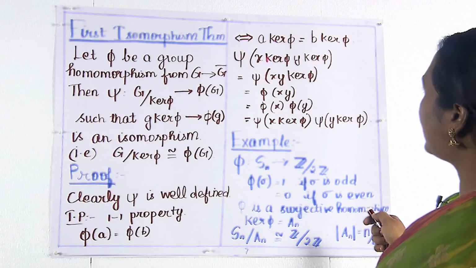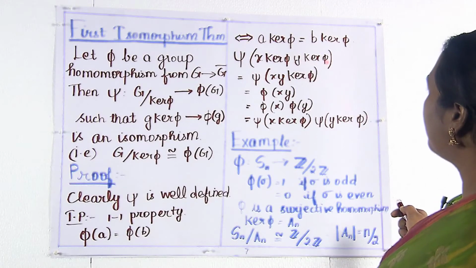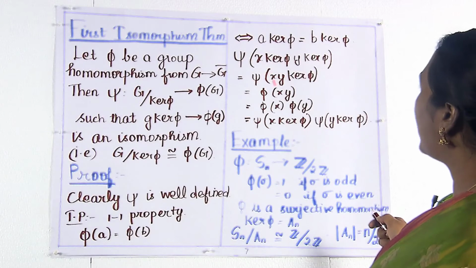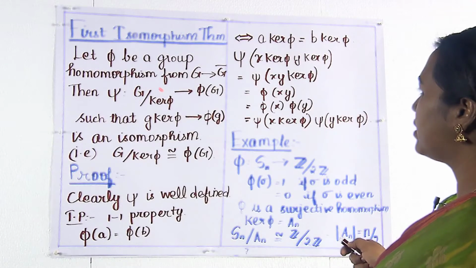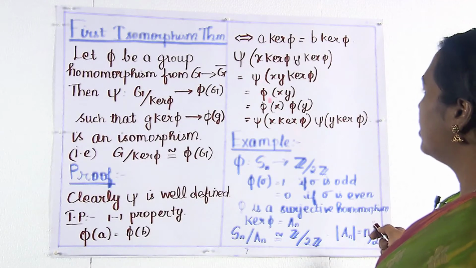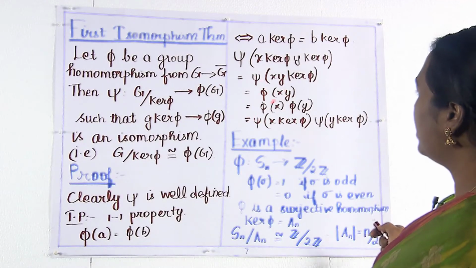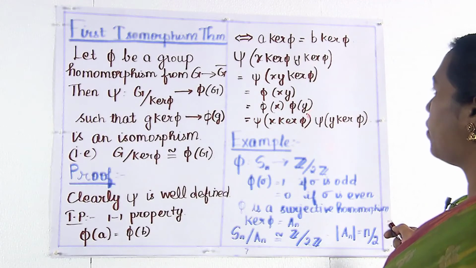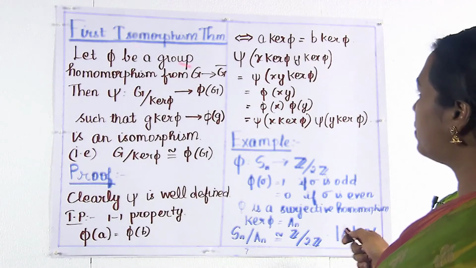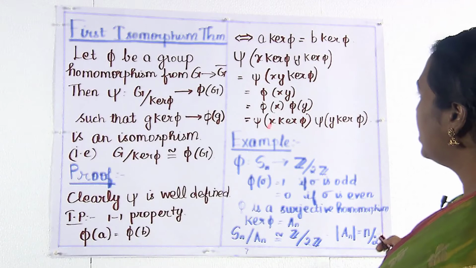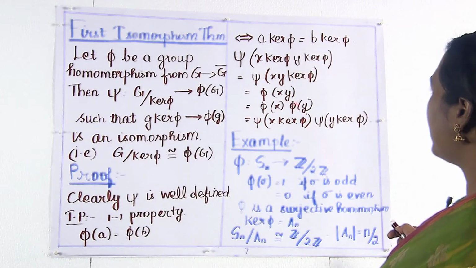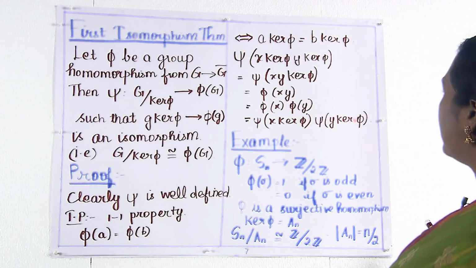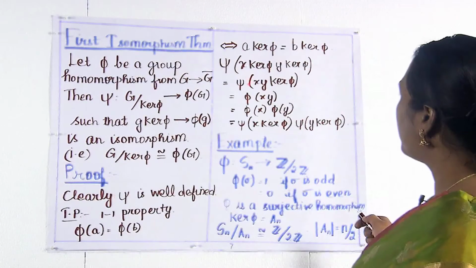Therefore, ξ(x ker φ · y ker φ) is equal to ξ(xy ker φ), which is equal to φ(xy). Let us see the elements here and here. That is equal to φ(xy), which is equal to φ(x)φ(y). Since φ is a group homomorphism, this property is possible, and φ(x) is actually ξ(x ker φ) and φ(y) is ξ(y ker φ). So, we have proved that the 1-1 property exists.